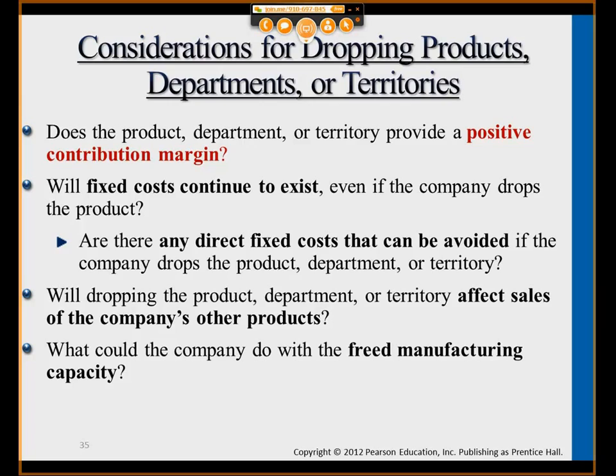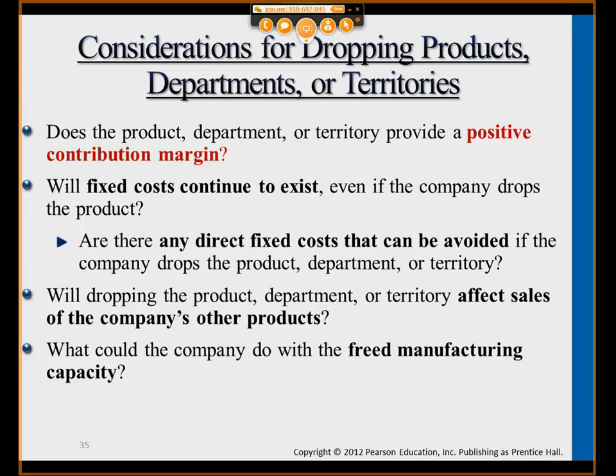All right, so will dropping the product, department, or territory affect sales of the company's other products? That's very important to take into account as well. And the last question, what could the company do with the freed manufacturing capacity?